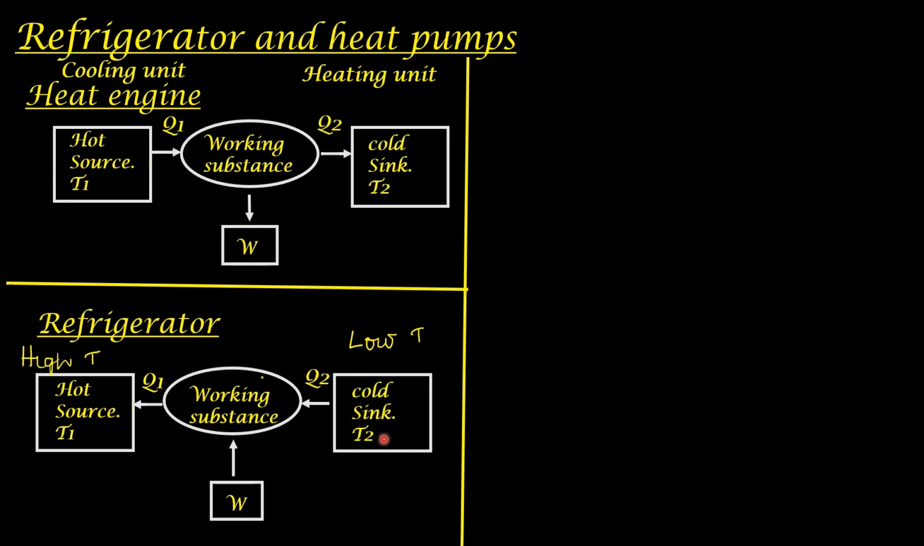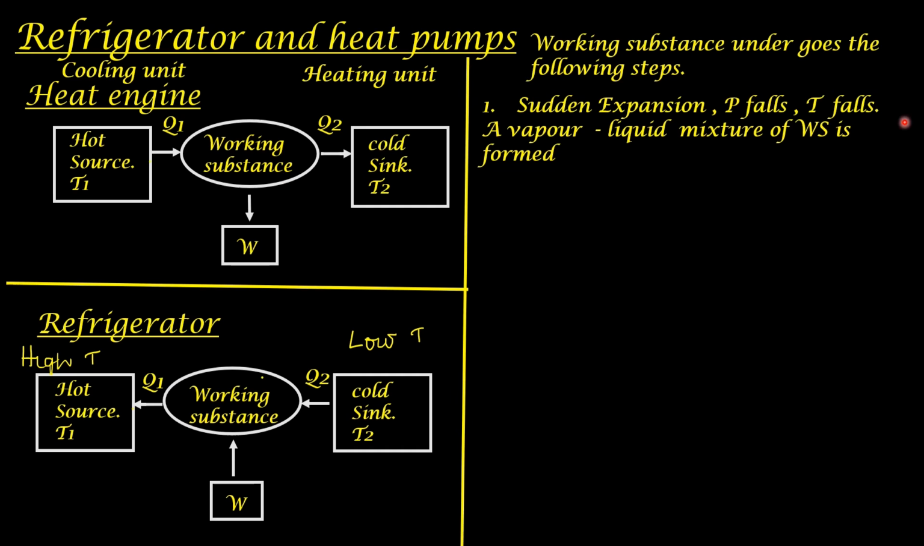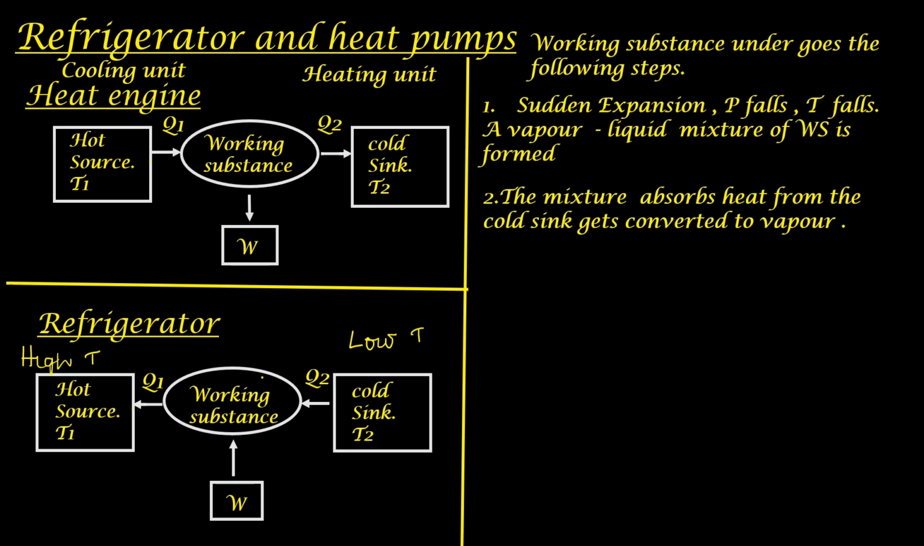Now let us try to understand the various steps undergone by the working substance when the refrigerator works. First step, working substance suddenly expands. Pressure falls. Temperature also falls, and the working substance inside the compressor gets cooled. A vapor liquid mixture of working substance is formed. Second step, the mixture, that is the vapor liquid mixture, absorbs heat from the cold sink and gets converted to vapor. The portion which has been converted to liquid now becomes vapor.